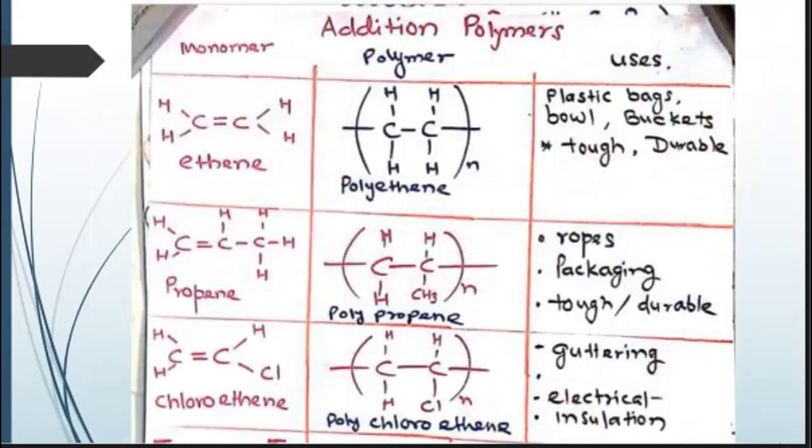All right, so moving on. Examples of addition polymers. I would have shown you this before, but in a different diagram. The monomer would be ethene. In the polymer, the double bond has been broken. There are only single bonds, as you can see now. With there only being single bonds, that unit is now repeated and we end up with polyethene, right? What is it used for? It's used in plastic bags and bowls and creating buckets and so on.